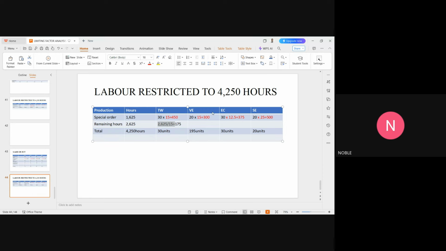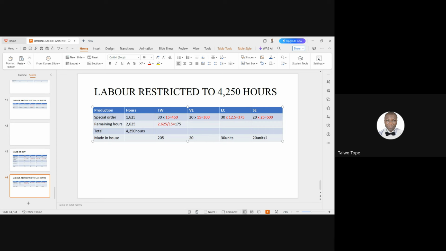So now the total here will be 205. So all this is when we produce in-house, made in-house. So this will be 20.